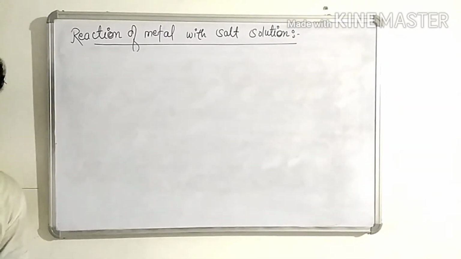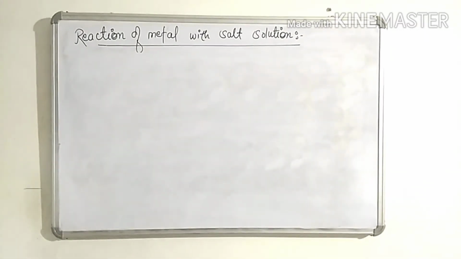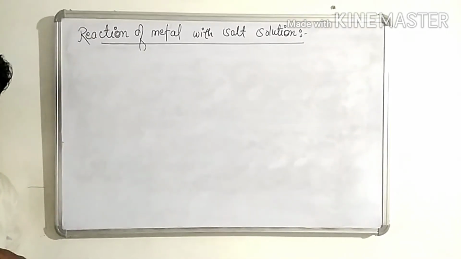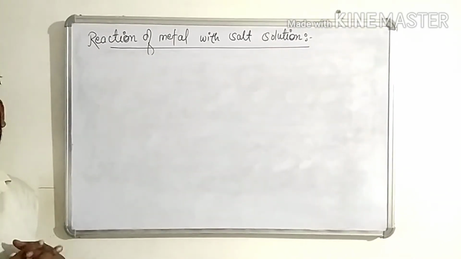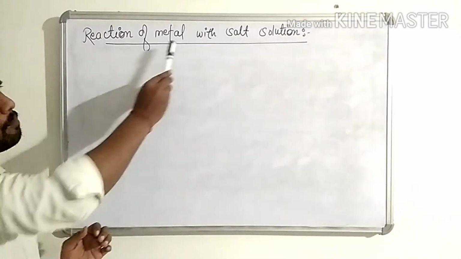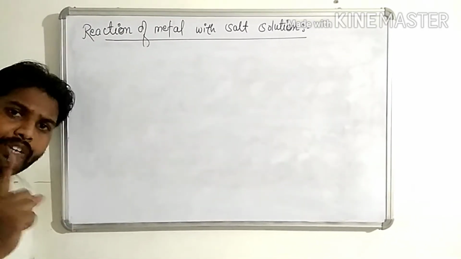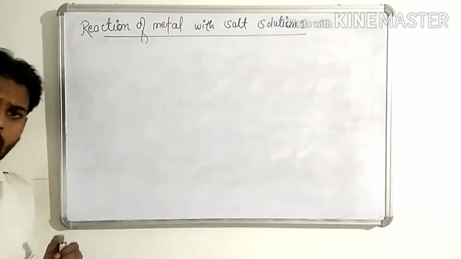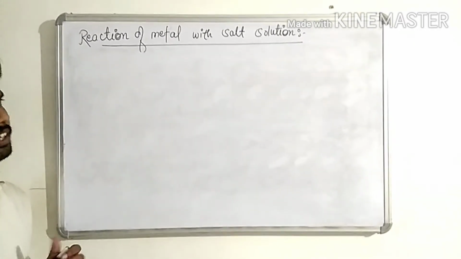Children, our next topic is reaction of metal with salt solution. In the previous video, we have seen how highly reactive metals displace less reactive metals. So the reaction of metal with salt solution also depends on the reactivity of the metal. It means only highly reactive metals always displace less reactive metals. Let us understand.